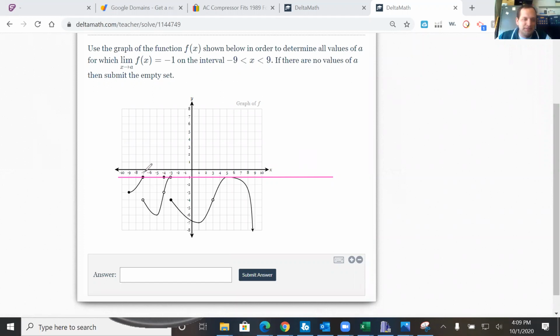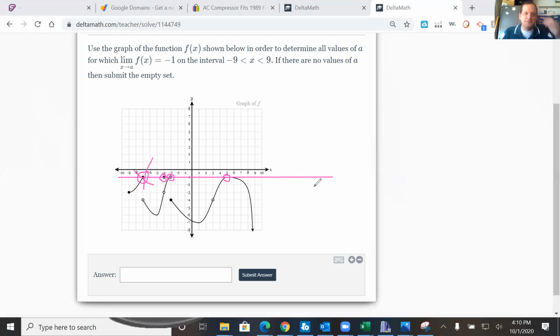We've got -7, -4, -3, and 5. Now remember, for it to be a limit, it has to be approaching -1 from both directions. If it's not approaching from both directions, then it is not a limit of -1. So if you look at -7, is it approaching -1 from both sides? No. If you look on this side, it's coming up. On this side, it's coming at a different angle, and there's a jump there. So -7 is not a contender.